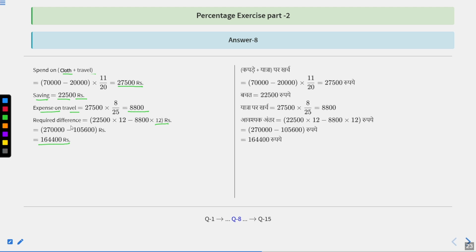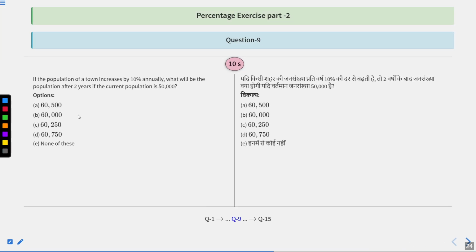Okay. Next one. If the population of a town increased by 10% annually, what will be the population after 2 years if the current population is 50,000? You have 5 options and 10 seconds to solve this question. Your time starts now.